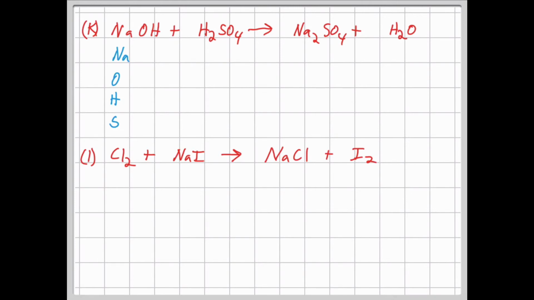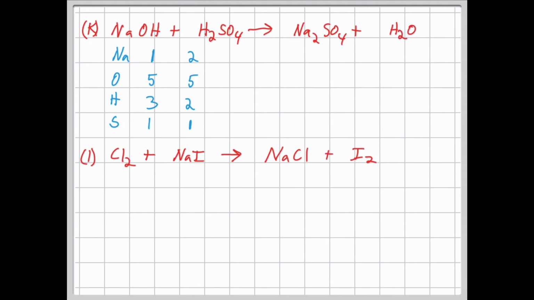So on the reactant side, of sodium, we have 1, oxygens, we have 5, hydrogens, we have 3, and we have 1 sulfur. On the product side, we have 2 sodiums, we have 1 sulfur, we have 4 plus 1 is 5 oxygens, and then we also have 2 hydrogens, just like such.